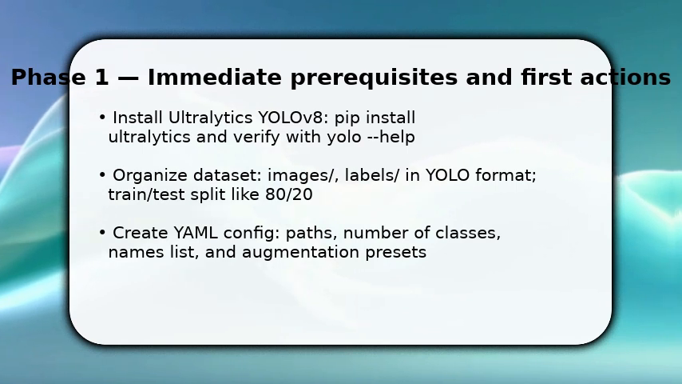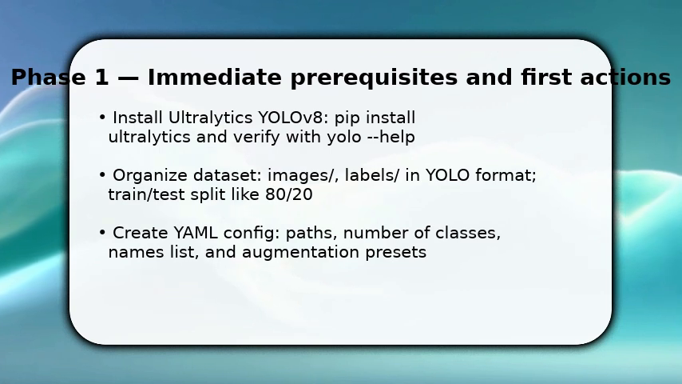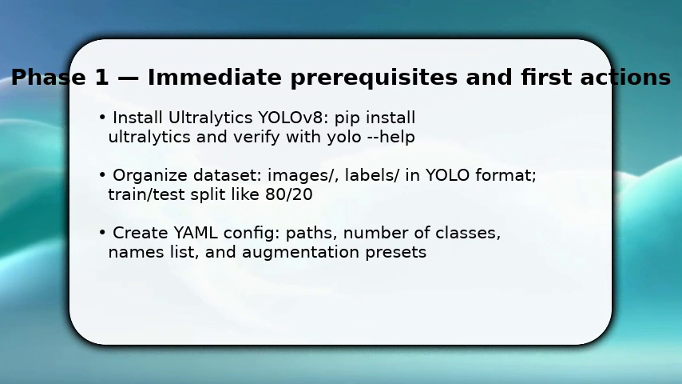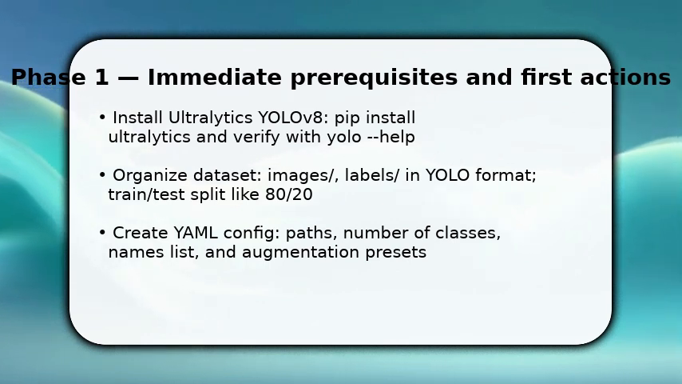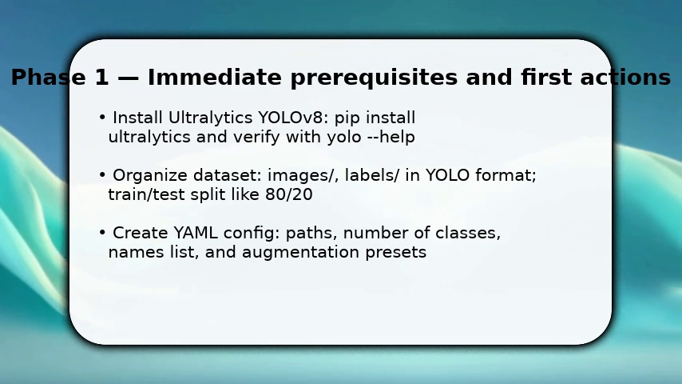Next, prepare your dataset in YOLO format with images and matching label files, and split roughly 80/20 so validation runs during training. Create a dataset YAML that points to train and val folders, lists class names, and sets class count. Once done, choose a base model: YOLOv8n for speed, YOLOv8m for balance, and keep your configs versioned for reproducibility.